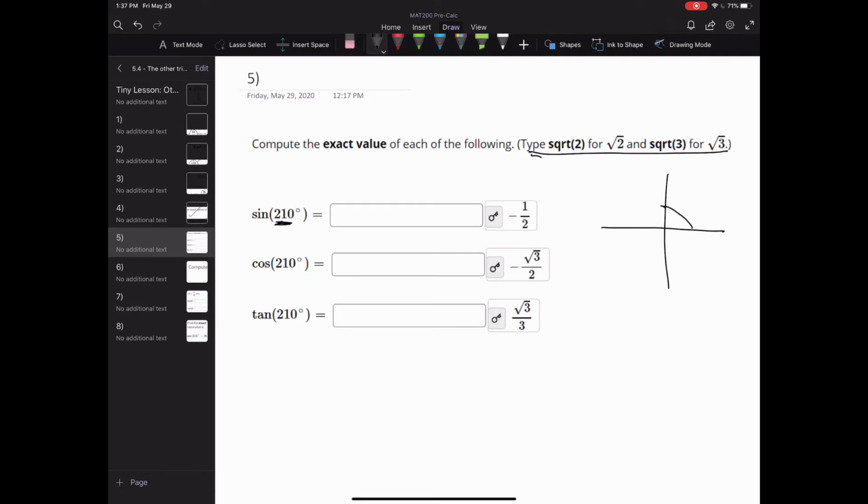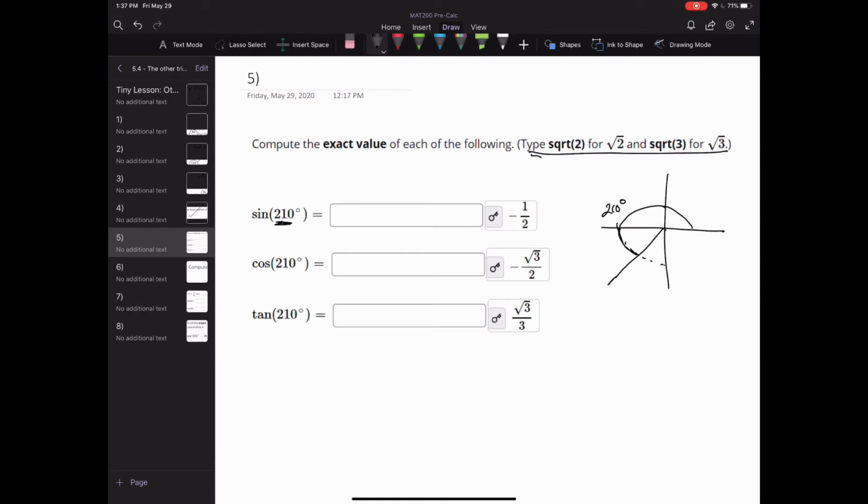So this is 90, that's 180. Now I know if I went all the way here, that'll be 270, but we didn't. So we're gonna stop somewhere here. And so all of this is 210. Right, that's 210 degrees. But what is the reference angle?